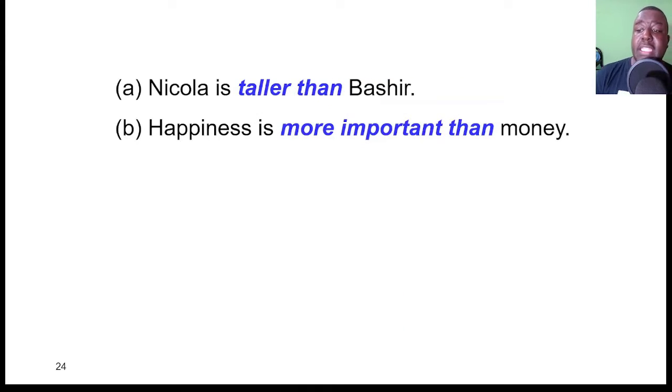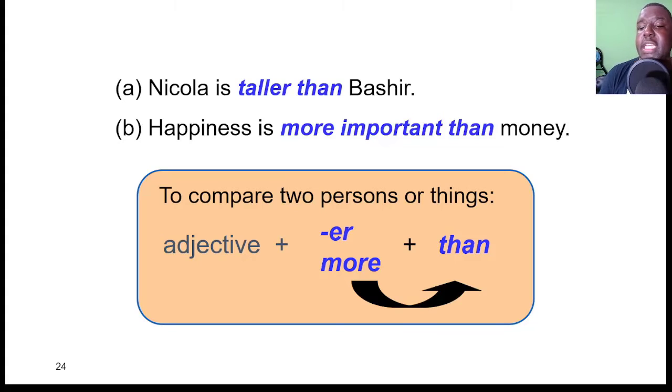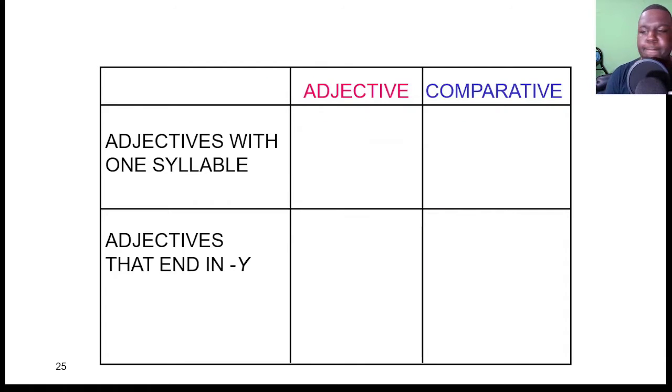We have Nicola is taller than Bradley, and happiness is more important than money. As you can see, to compare two things, or two persons, we use adjective plus er, or more plus adjective, plus than. That is the pattern or formula to use comparative with this word. Now let's go to the next one.